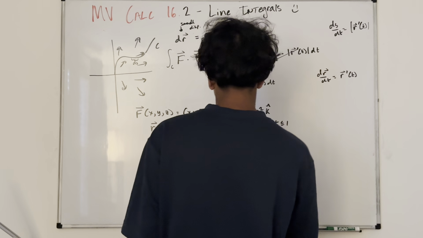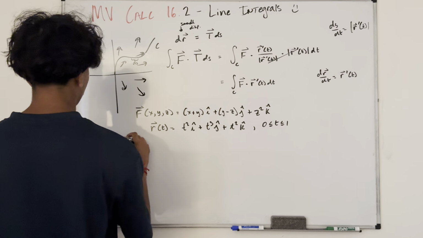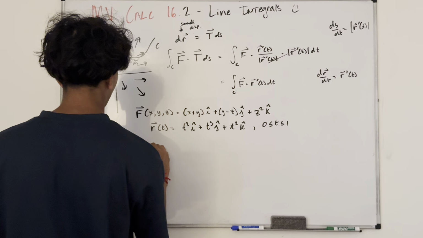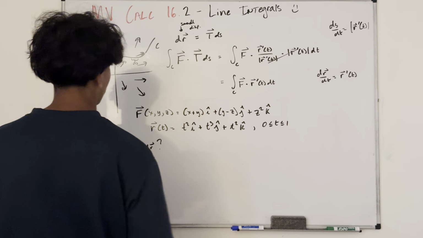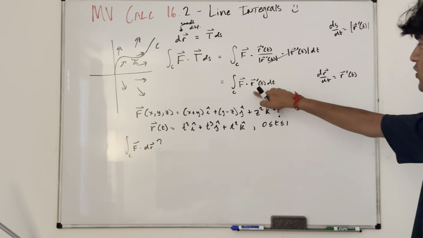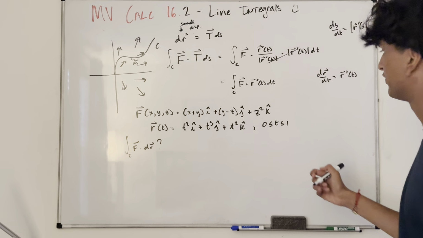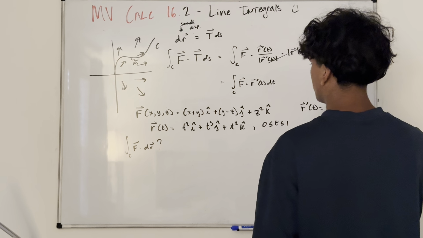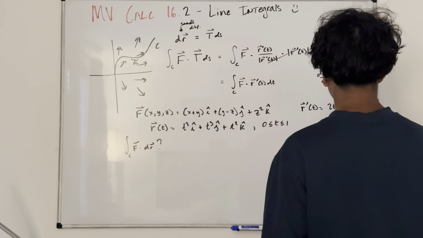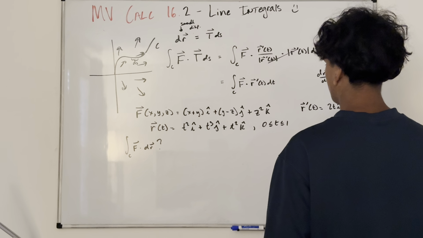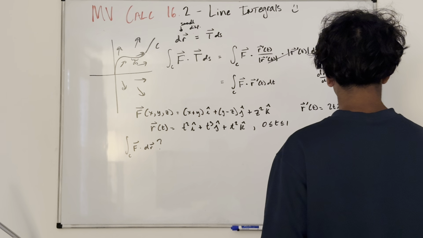So we want to find the line integral. So let's say we're going to integrate f dot dr. The way we go about doing this is first we're going to be working with r prime of t, so we have to find the derivative function. So r prime of t is going to be 2t i hat plus 3t squared j hat plus 2t k hat.